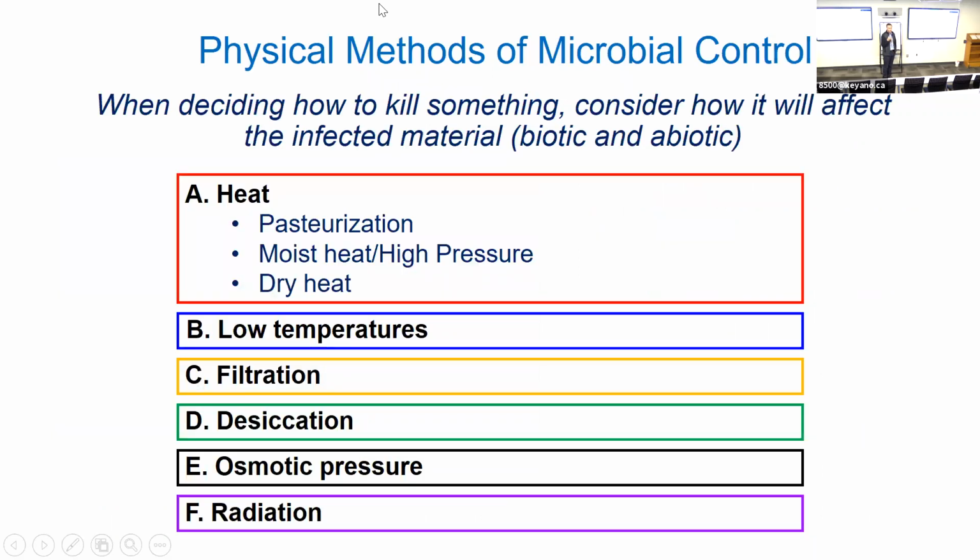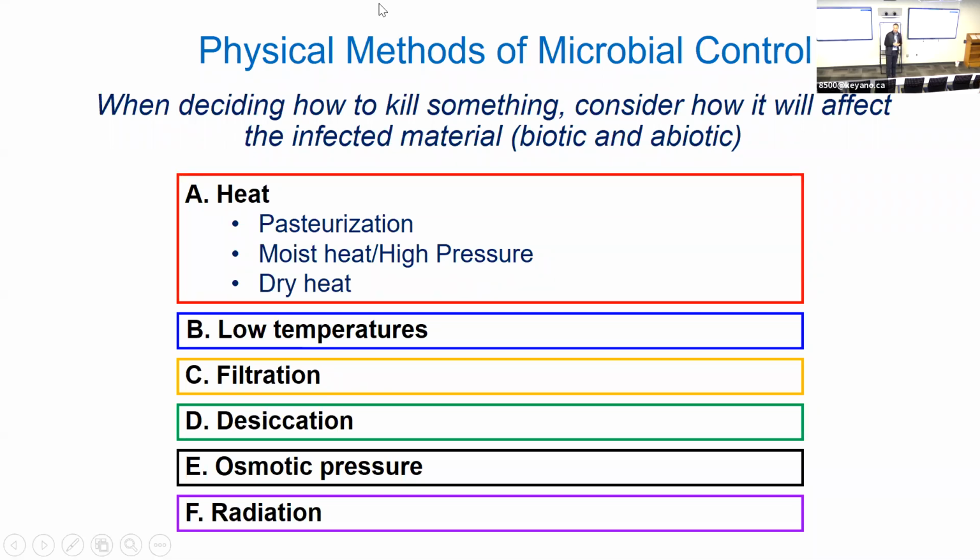Okay, so my goal today is to basically cover physical methods for killing microorganisms. By physical methods, I mean non-chemical. So things like heat and radiation and filtration are the main things we want to talk about. And heat is the big one that we're going to get into. I tried to color code this. I like colors. I like to color code things, to keep things organized.